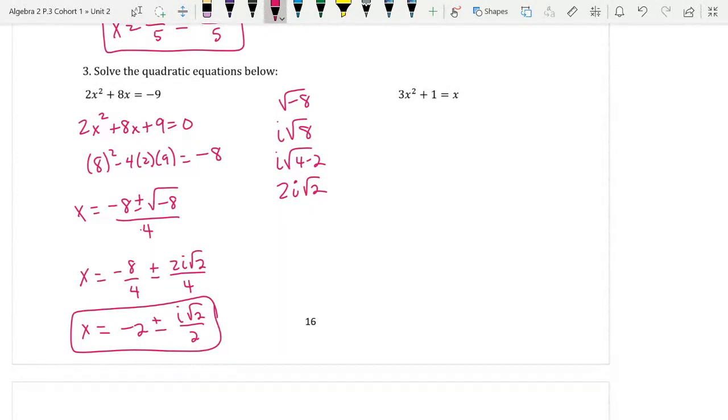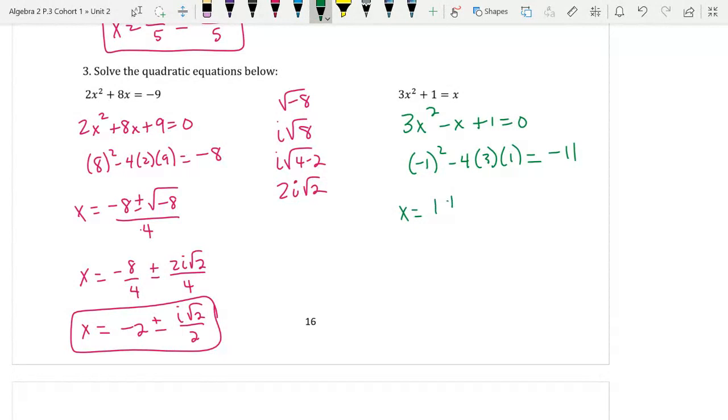For the next one, also not in the right form, so I want to rewrite it. 3x squared minus x plus 1 equals 0. I'm doing that just by subtracting the x to the other side. If I evaluate the discriminant, I'm going to have negative 1 squared minus 4 times 3 times 1, which gives me negative 11. Negative means there's 2 answers. There's going to be an i in my answer. I know all of that just by finding that value.